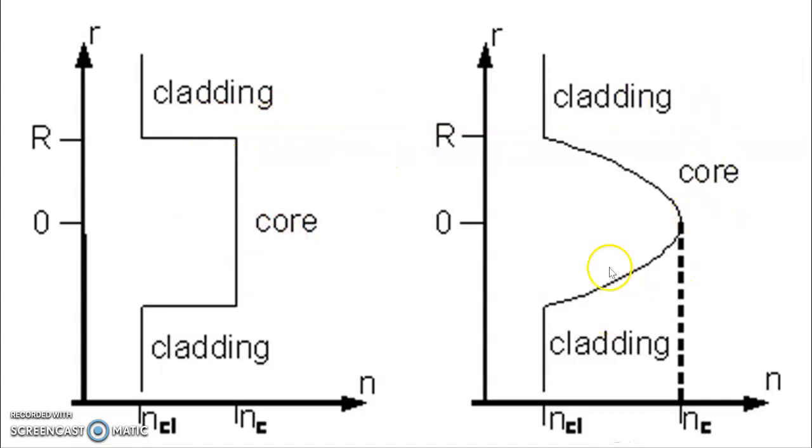So again here, to eliminate that intermodal dispersion, we have reduced the refractive index gradually from the center of the fiber to the core cladding interface. This arrangement is called a graded index fiber.